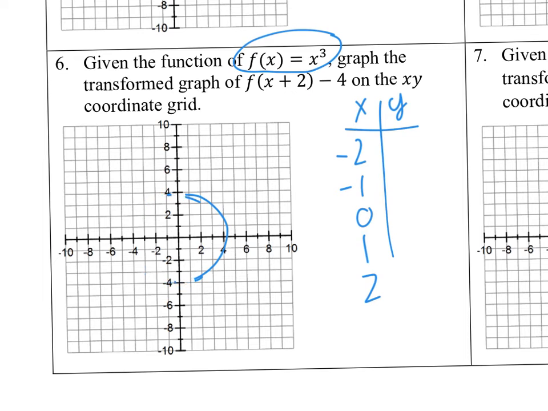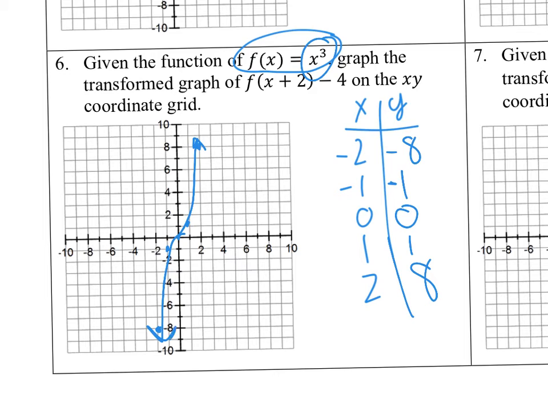Sorry, I'm trying to erase. Okay, so I'm taking these points and I'm plugging them into the function. I'm going to take negative 2 and plug it into x cubed. So negative 2 cubed is negative 8. Negative 1 cubed is negative 1, sorry. 0 cubed is 0. 1 cubed is 1. 2 cubed is 8. Let's graph it, see what it looks like. Here, here, here, here, and here.